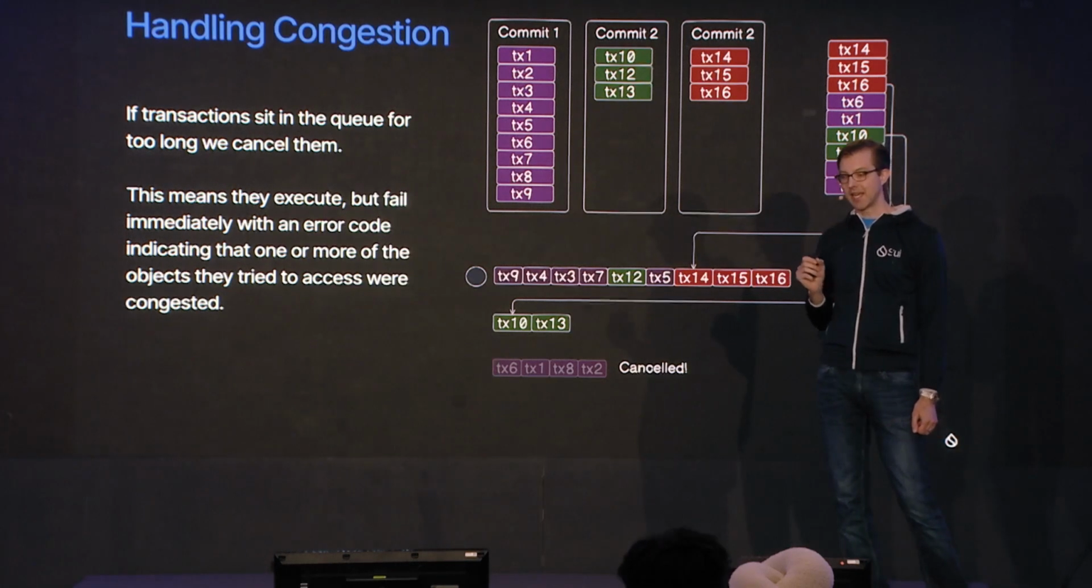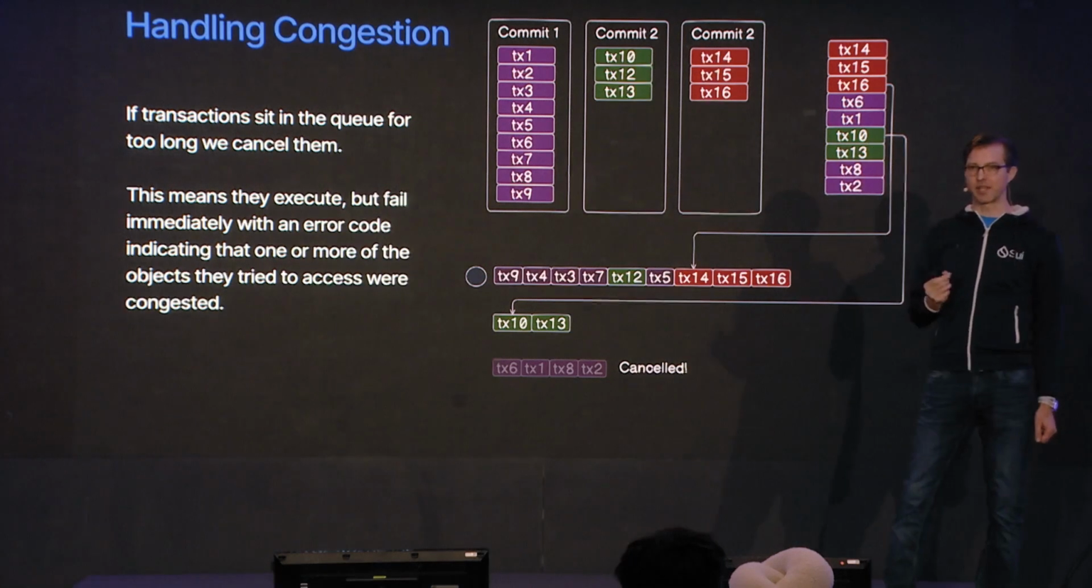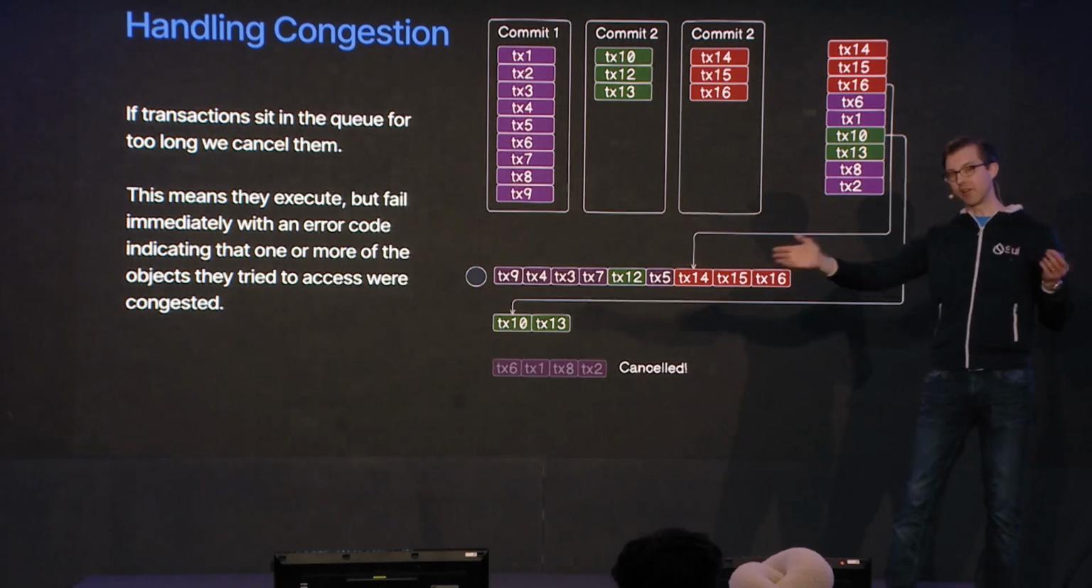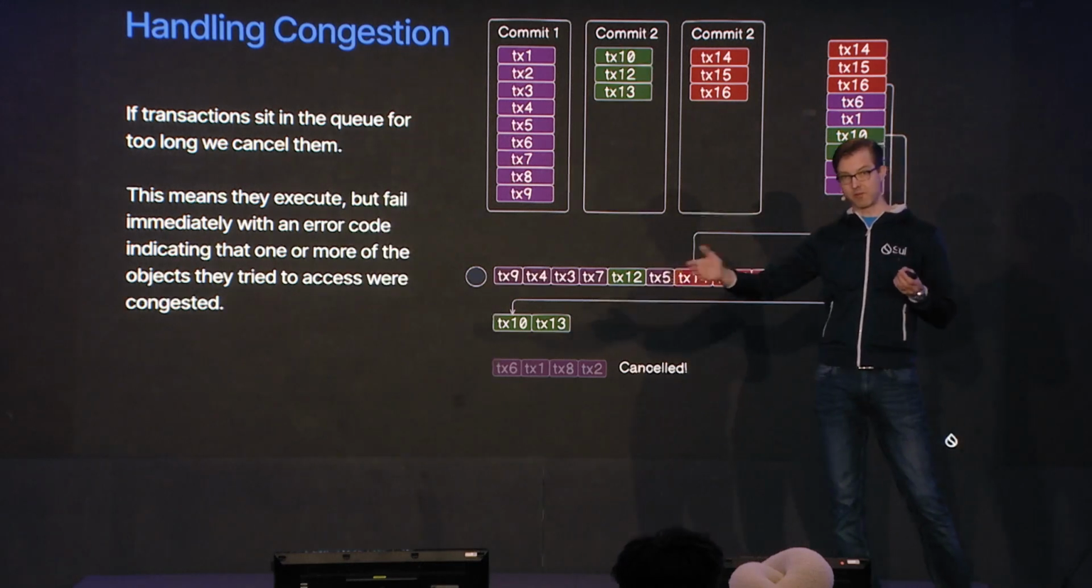So a congested shared object in the future is going to be one that's doing hundreds, if not thousands of transactions per second on that single object. So it's not going to be a case where a single person can come in and outbid you and you get canceled. There has to be a really large volume of traffic, and you're bidding under all of it, before you're going to get canceled.